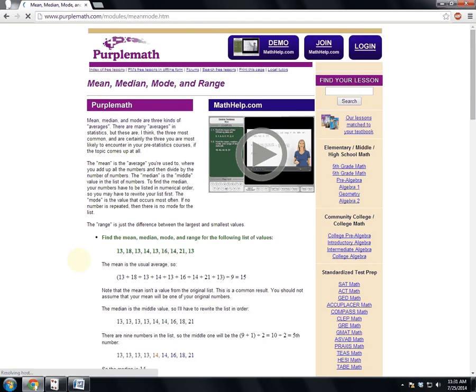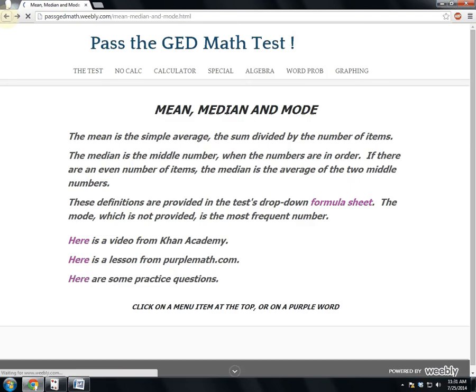So I'm clicking, here is a written lesson from a website called Purple Math about mean, median, and mode. And again, I'm using the left arrow browser to come back. Now, this page is typical. Within the website, there are links to more than 80 instructional videos about specific topics. And there are links to more than 60 non-video internet lessons.